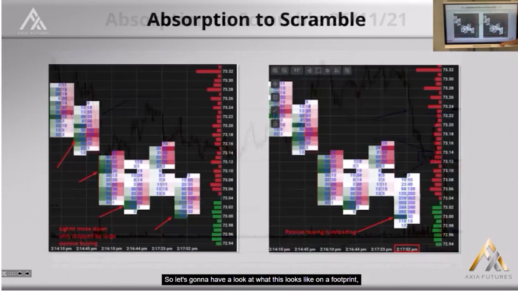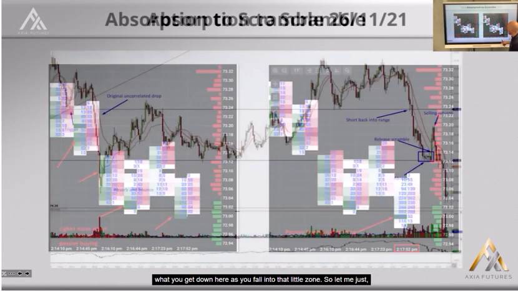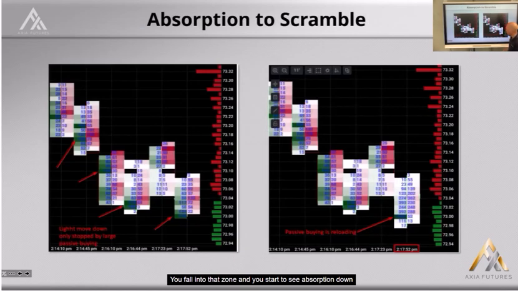So let's go and have a look at what this looks like on a footprint. What you get down here, as you fall into that little zone, so let me just show that little zone, runs from around about 73 to 73.10. You fall into that zone and you start to see absorption down at the lows.